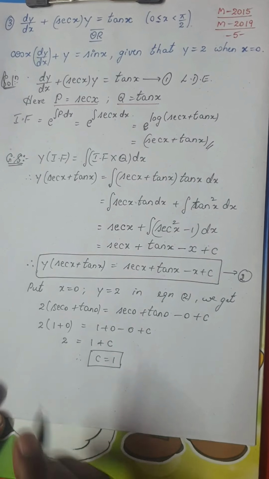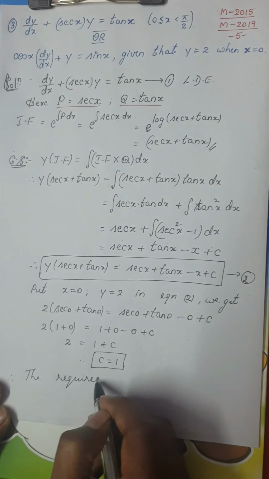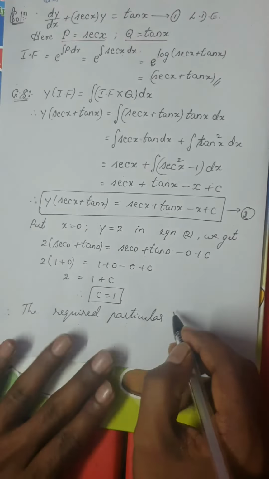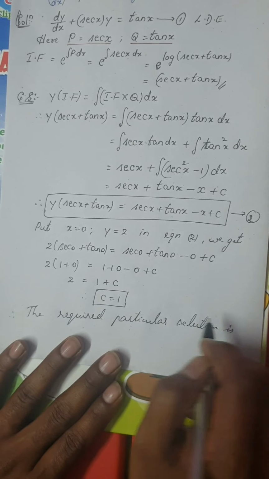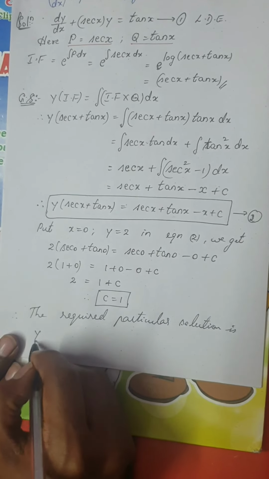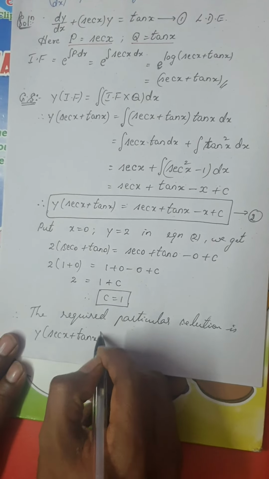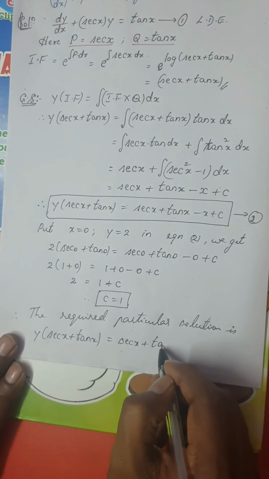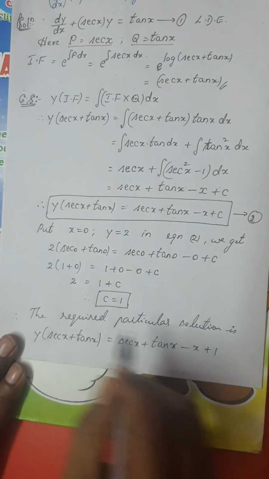Isn't it? So therefore the required particular solution is, so write down the same equation, just substitute the value of c. So y into secant x plus tan x is equal to secant x plus tan x minus x plus 1.